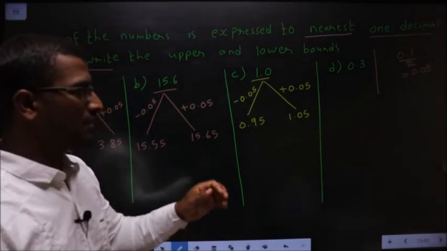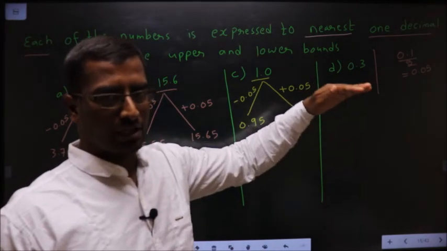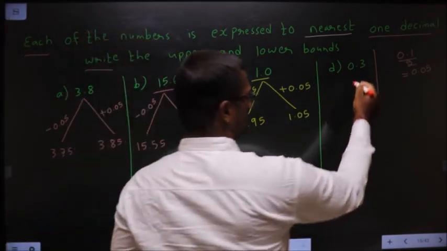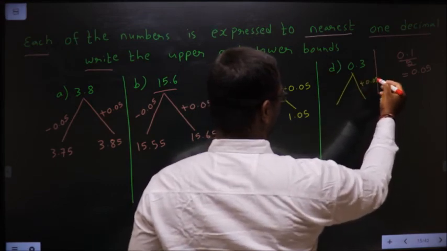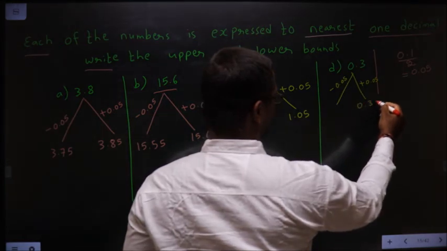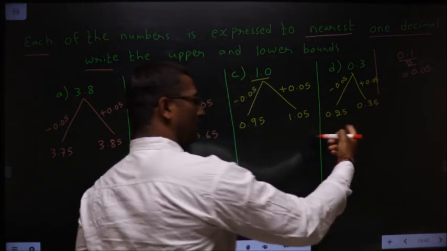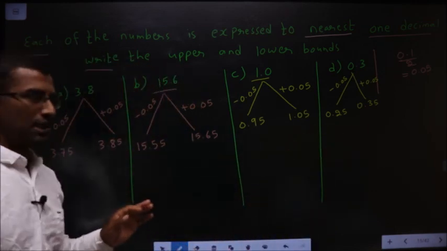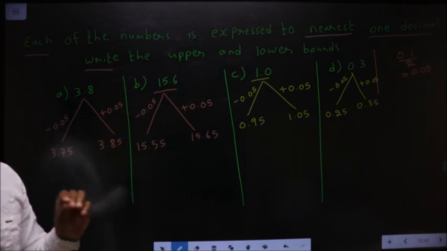Clear? Next. Even this is also to one decimal, so add and subtract half of that. So add and subtract 0.05. So what do we get? 0.35 I get here and over here 0.25. Clear? So whenever it is to the nearest one decimal, this is how we do it. Is it clear?